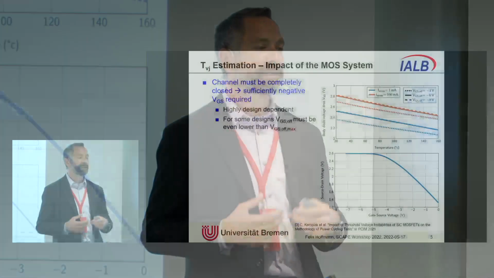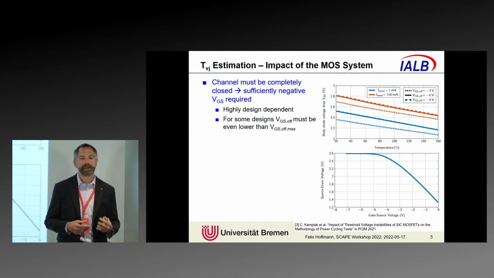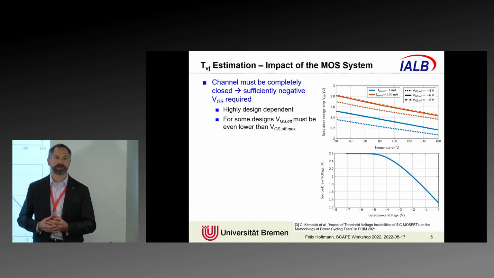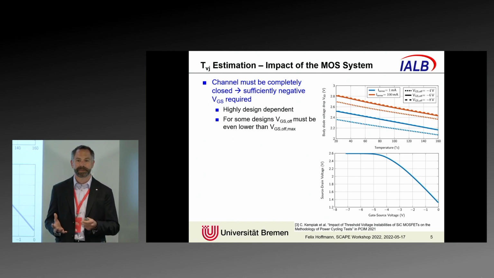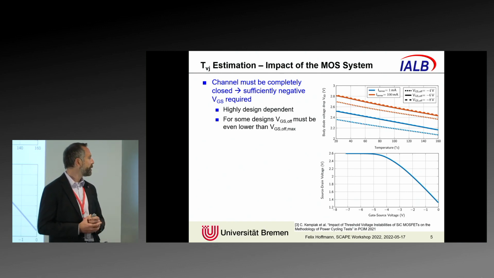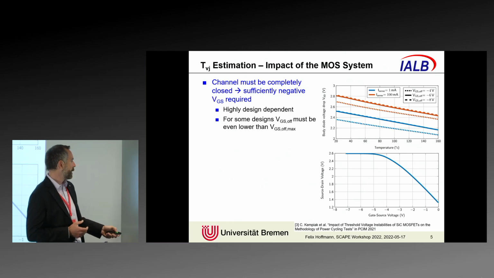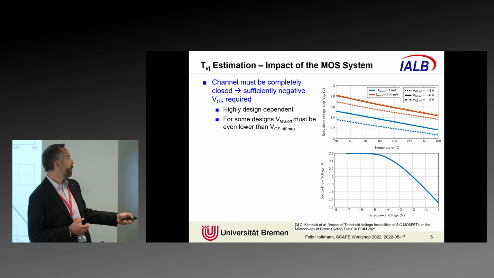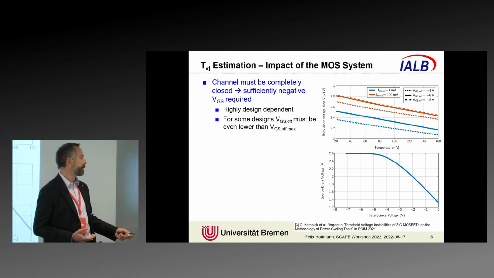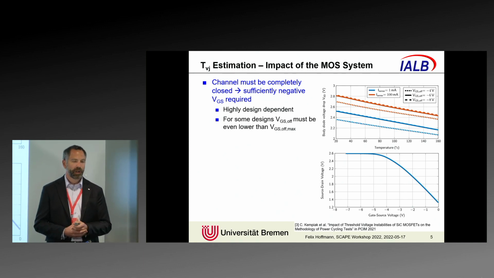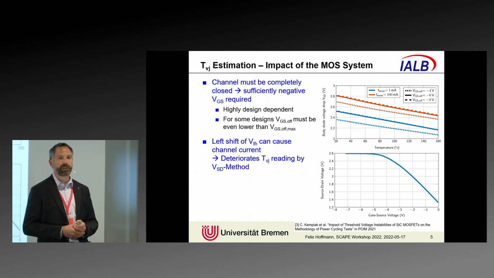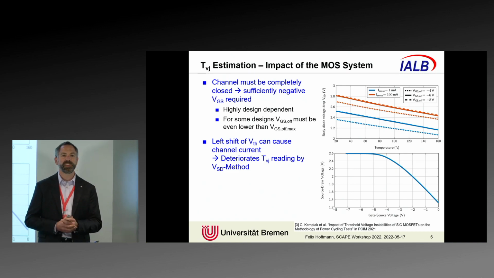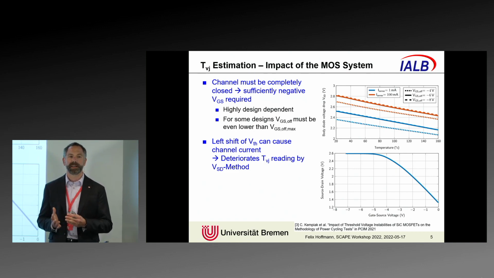Furthermore, for some designs, it may be necessary to choose a VGS off beyond what the manufacturer specifies as VGS off max. A good way to determine this is to assess the gate voltage versus the source drain voltage and look where we have no further effect of the gate source voltage on our body diode voltage drop. So now, even still, we found our VGS off, which is sufficient to close the channel.